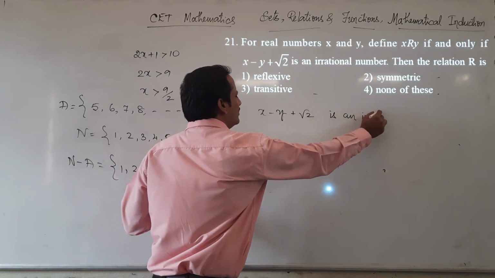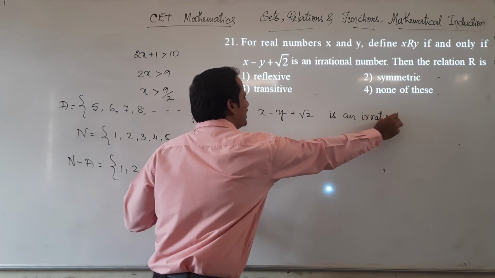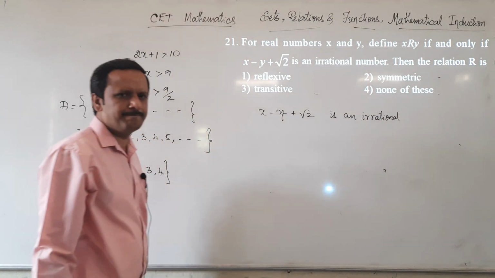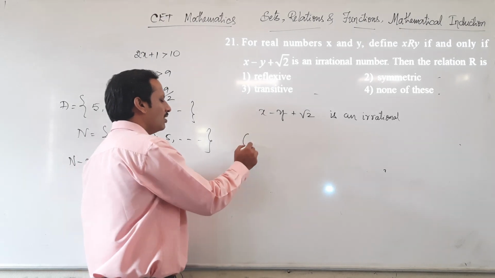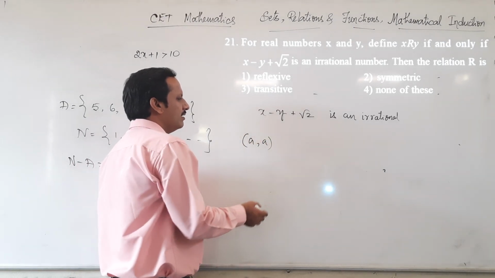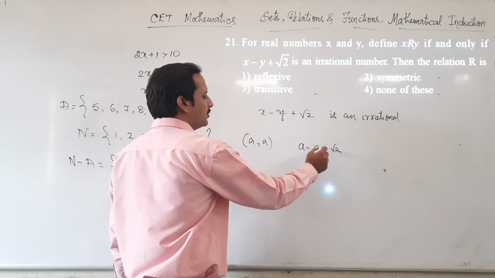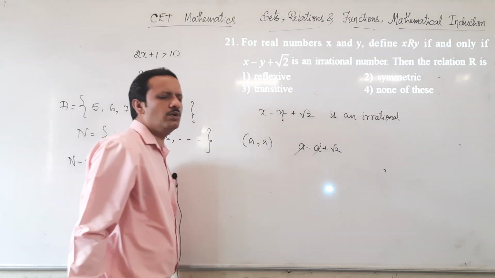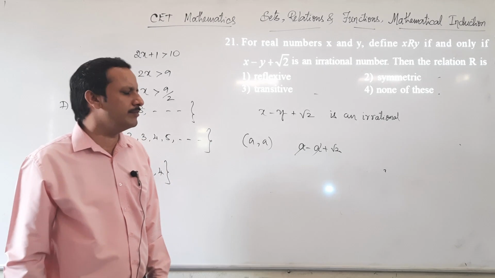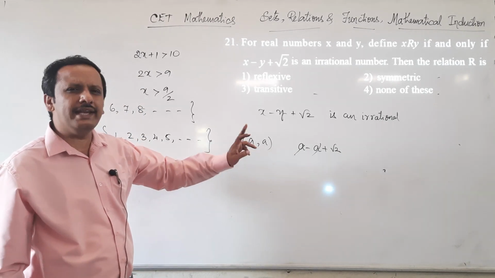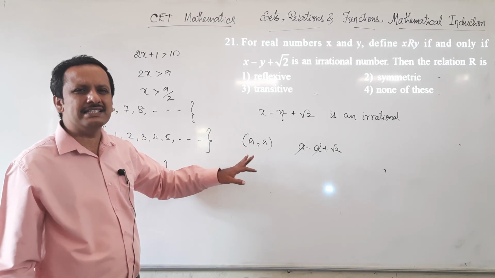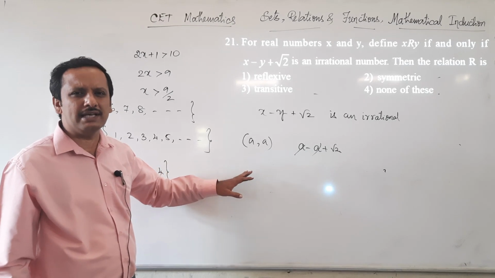So, let us check whether it is reflexive or not. So what do we do? A comma A. A comma A means what do you get here? A minus A plus root 2. A gets cancelled. We get root 2. Root 2 is an irrational number. Therefore, this is true for any real A you take. Hence, it is a reflexive relation.